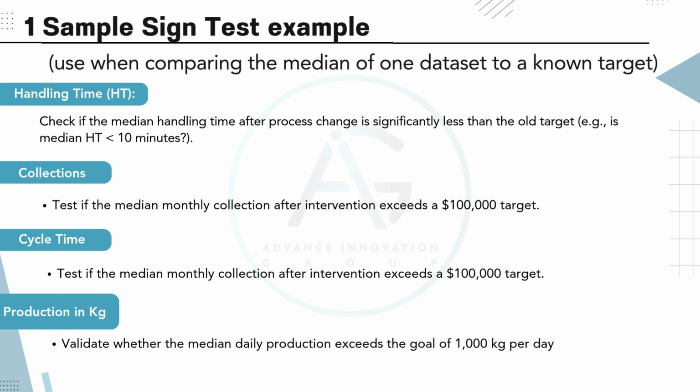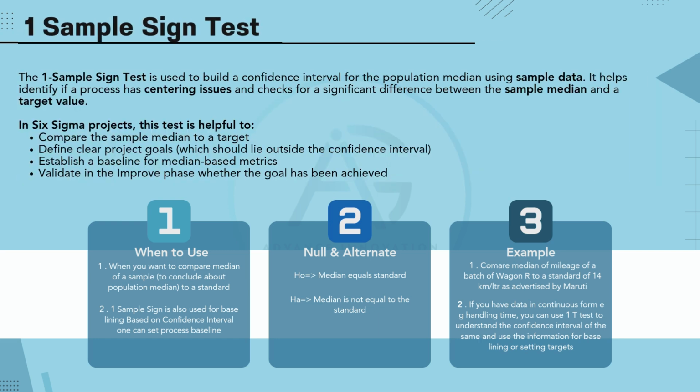The key message here is, use the one-sample sign test when you're testing against a known standard or target, especially when your data may not be normally distributed, or when only the direction of change matters. Now let's understand the one-sample sign test and its role in Six Sigma projects. This is a non-parametric test used to evaluate whether the median of a sample is significantly different from a known target value or standard. It's particularly useful when the data isn't normally distributed or has outliers.